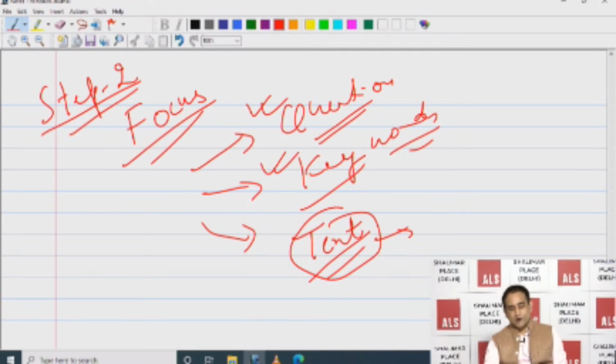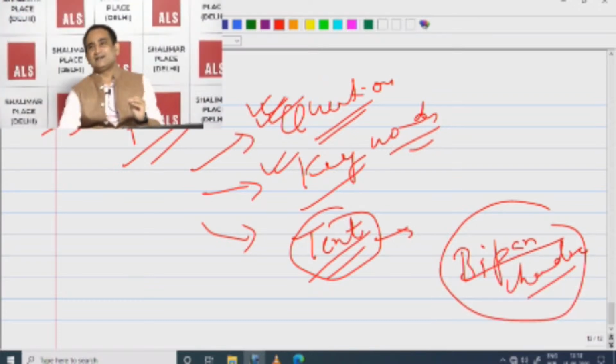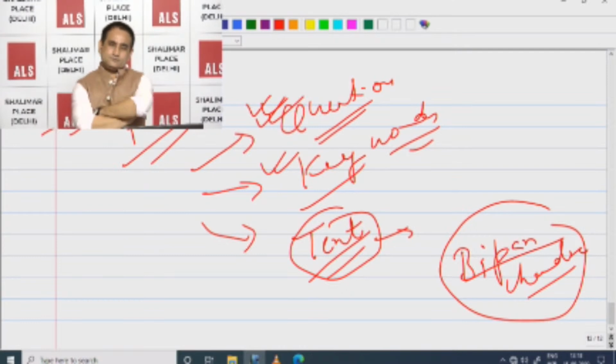Suppose for modern India, you started reading Bipin Chandra. Just try to understand this. Without knowing what kind of questions they have asked on the freedom movement, without knowing what exactly is mentioned in the syllabus, how will you use this Bipin Chandra? How will you realize that you should focus on these chapters?